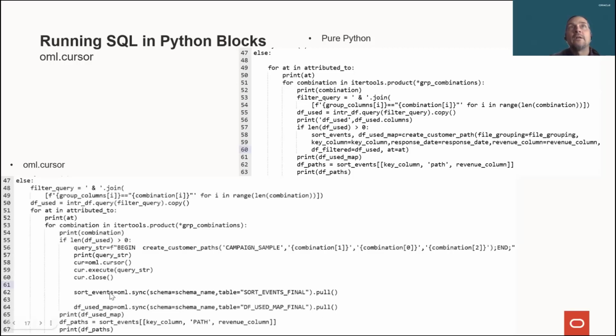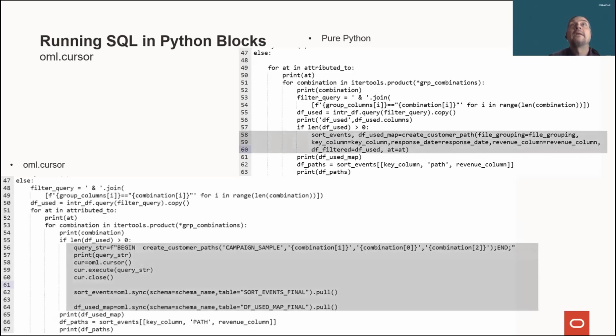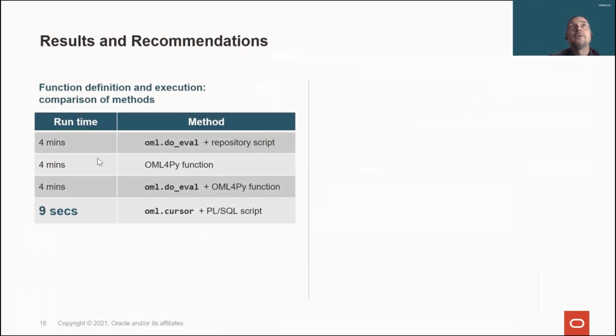And so I get my result populated into those 2 data frames locally, and it's just running the procedure within the database. Okay. So the big picture here, or the big learning for us, is it takes a little bit of extra code to make this work, but when I go to evaluation, I find using my do evals or my regular Python function, it's taking about the same amount of time. It's taking about 4 minutes for all of those. With my PL SQL script with OML Cursor using the procedure, it takes 9 seconds to do the exact same command.